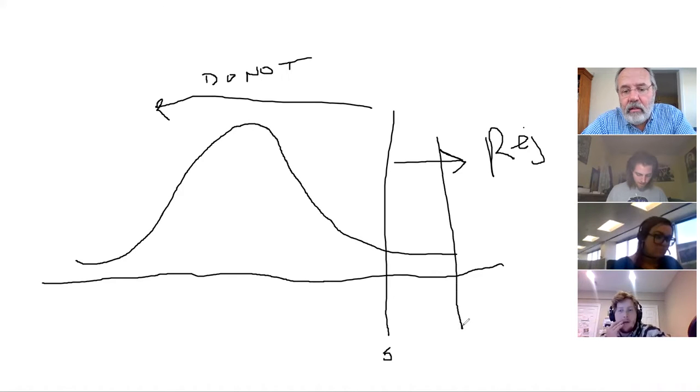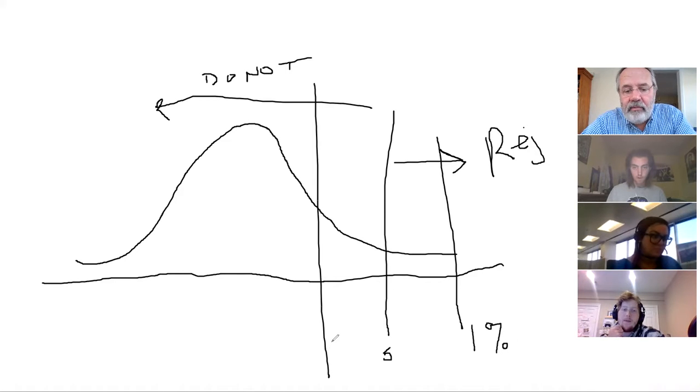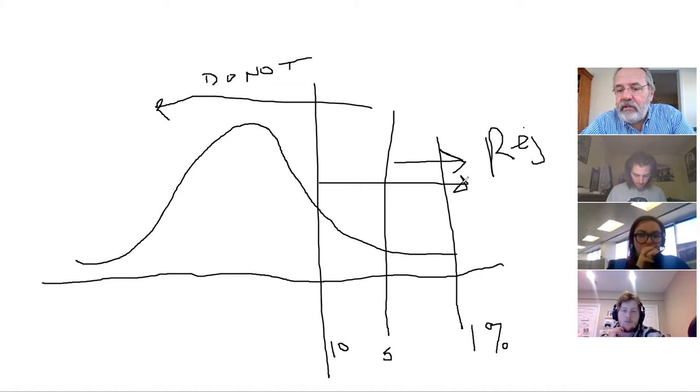or 1% or 10%, do you see the distinction? As you move from 10 down to 1, you're increasing the strength of the test, right? You're less likely to falsely reject, because your rejection area over here is smaller.